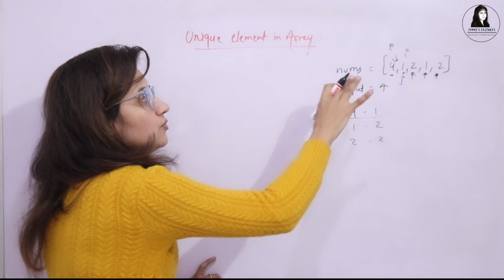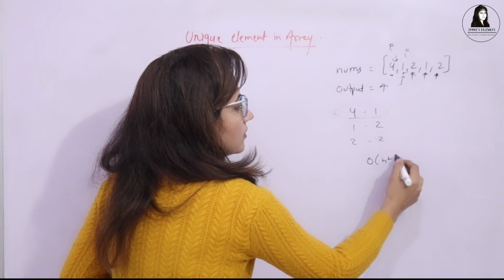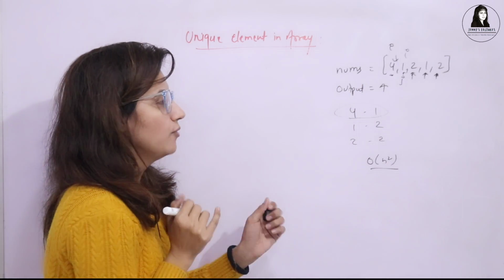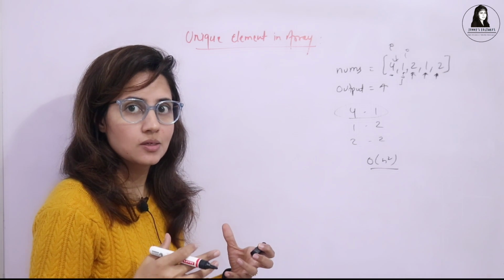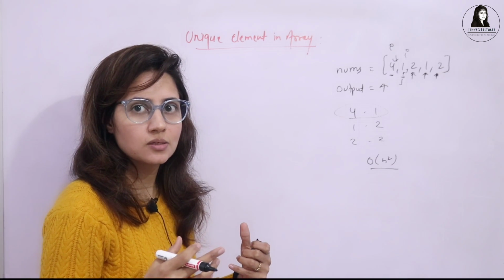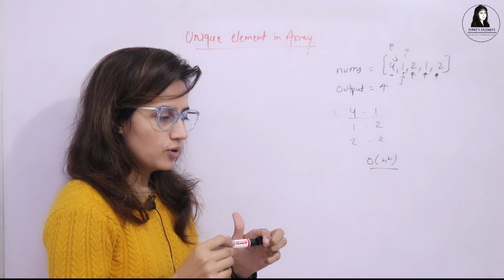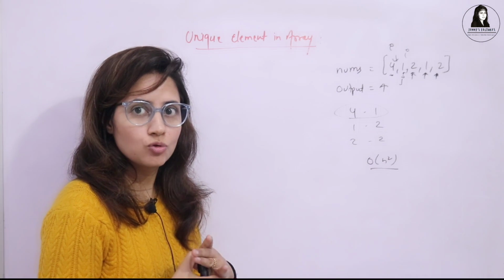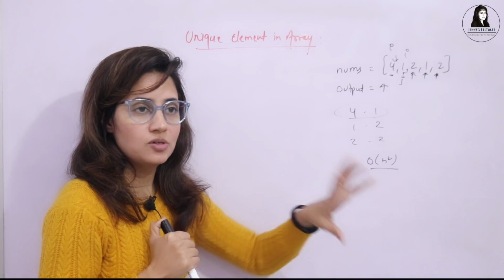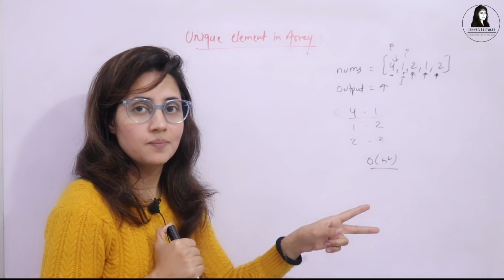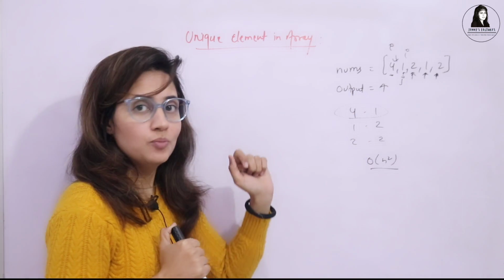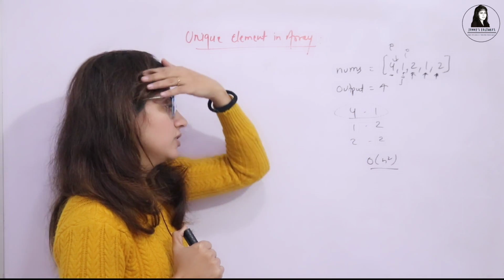But the time complexity for this would be order of n square, right? You have to do more comparisons in this case. So that would be the worst case. That would not be an efficient algorithm. Because when you write your program or algorithm, it should be efficient, and that efficiency is measured in terms of time and space complexity, right? So here time complexity would be more in this approach. This is the worst case approach.